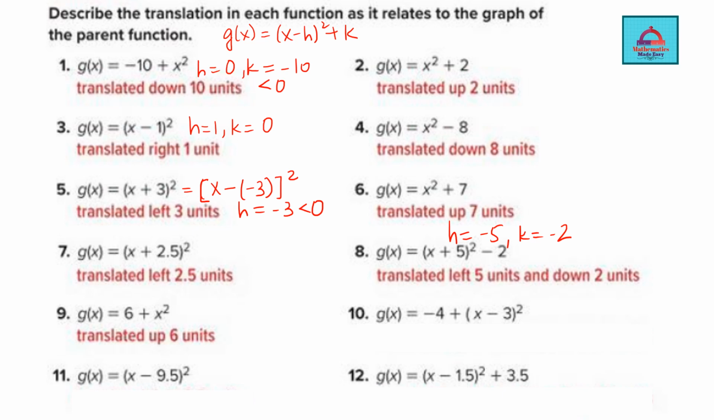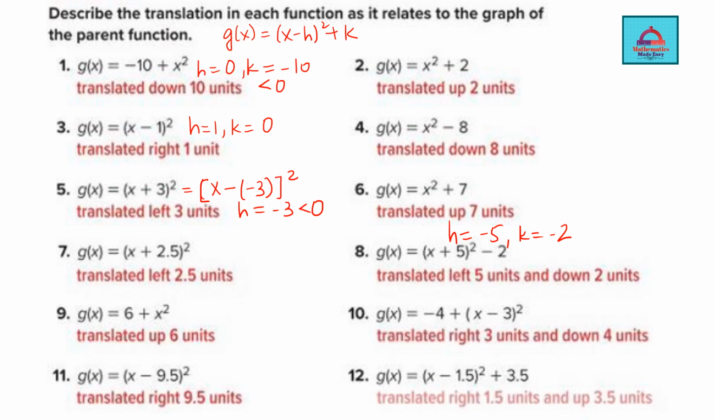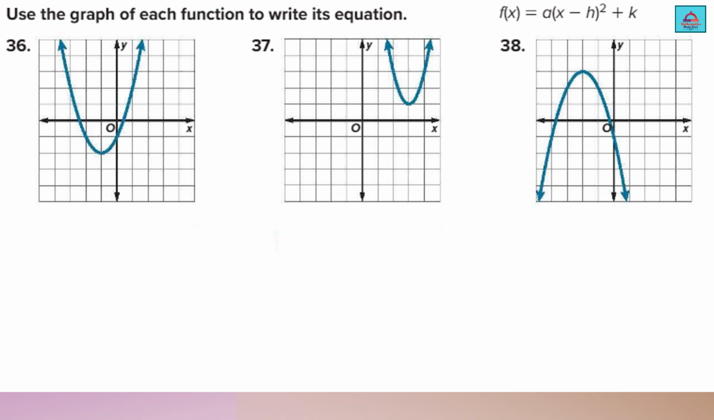Then up by 6 units. Similarly, right by 3 units, down by 4 units, and so on. So you can check your answer key for questions 1 to 12 here. Now we need to use the graph to write the equation.